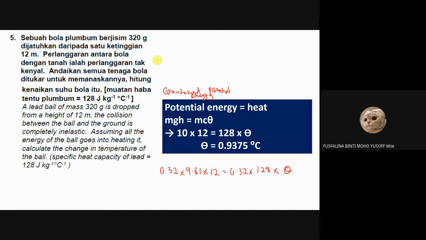If the mass is given, you have to put it in your equation. Unless it's not given, like question number 4 where it is not given, then you can just ignore the mass. But for this one, if they give it, you need to put it. Don't just do it like this, this one is wrong. So what is the answer? Is it correct? 0.9375. Is it correct?